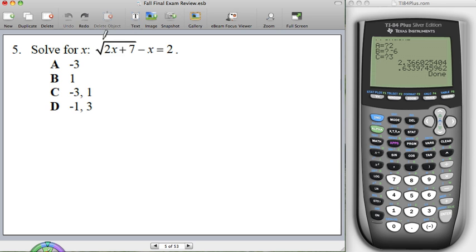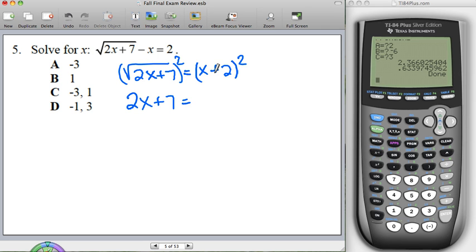Number 5, I'm going to isolate my radicals, so I'm going to add x to both sides. So I get the square root of 2x plus 7 equals x plus 2. I'm going to go ahead and square both sides. Square and square root cancel, so I have 2x plus 7. Over here with the x plus 2 quantity squared, you need to actually multiply it out. So you can square, double, square it.